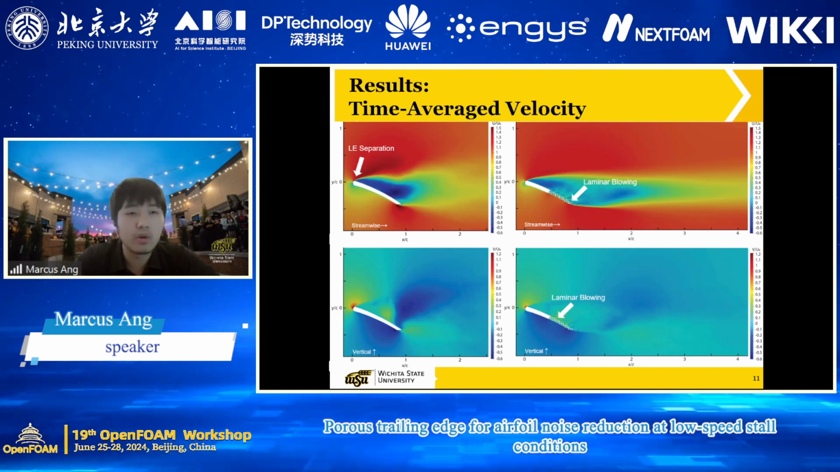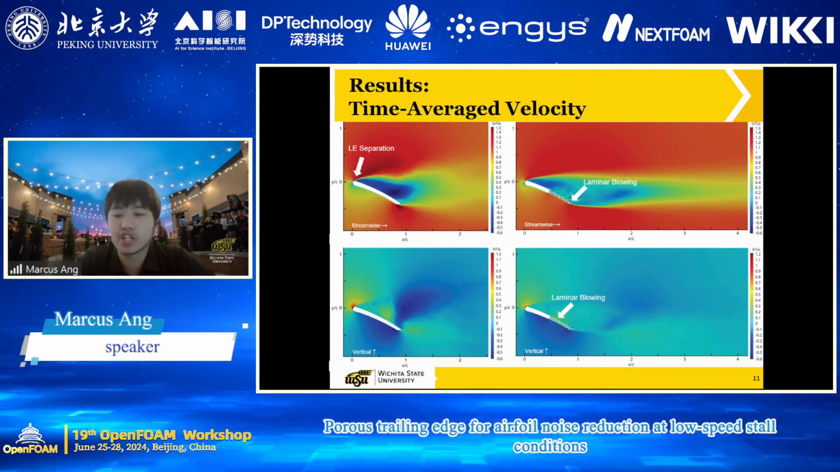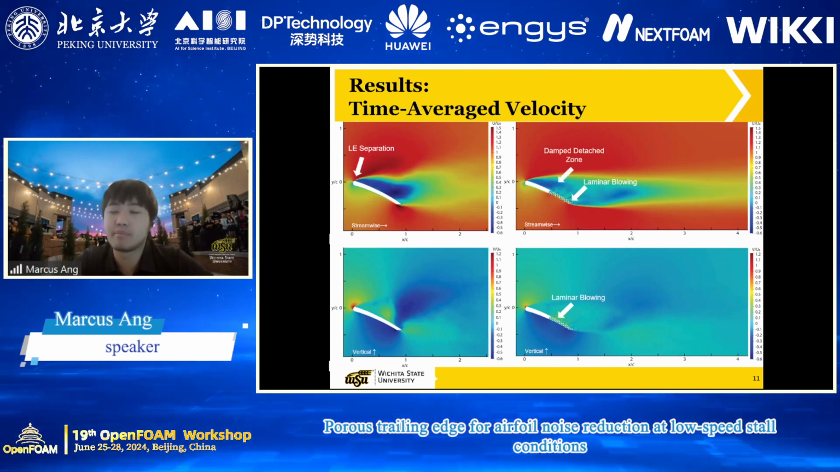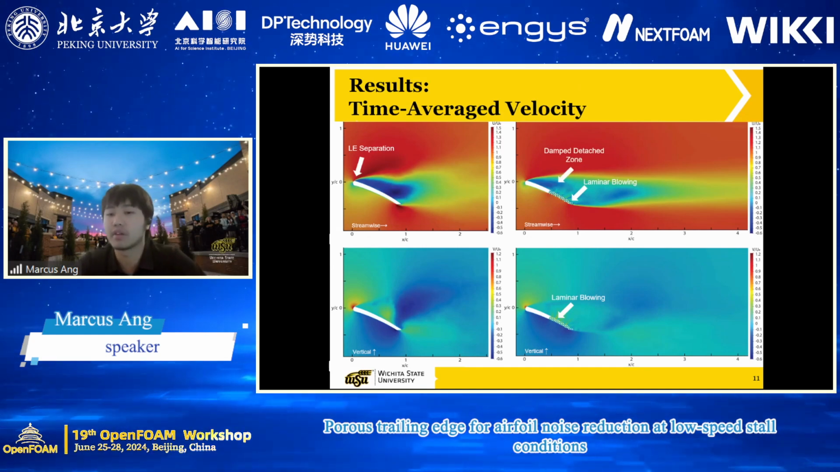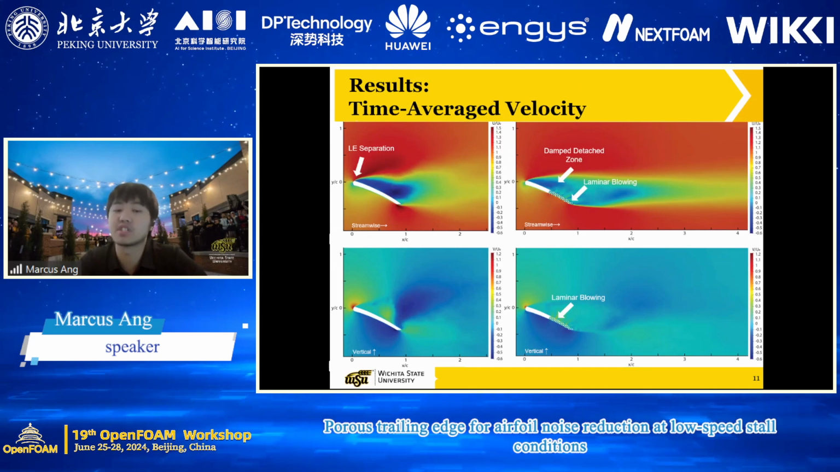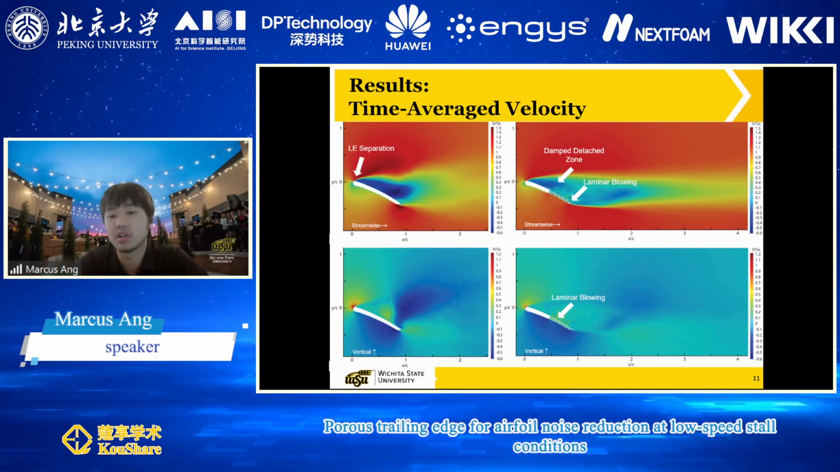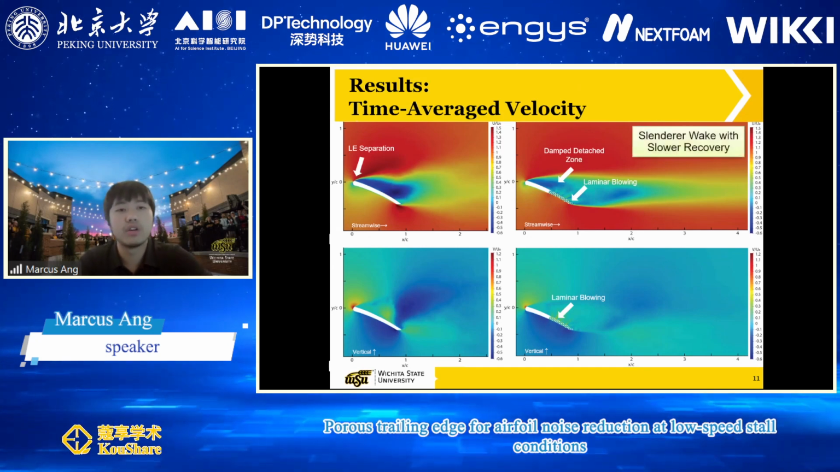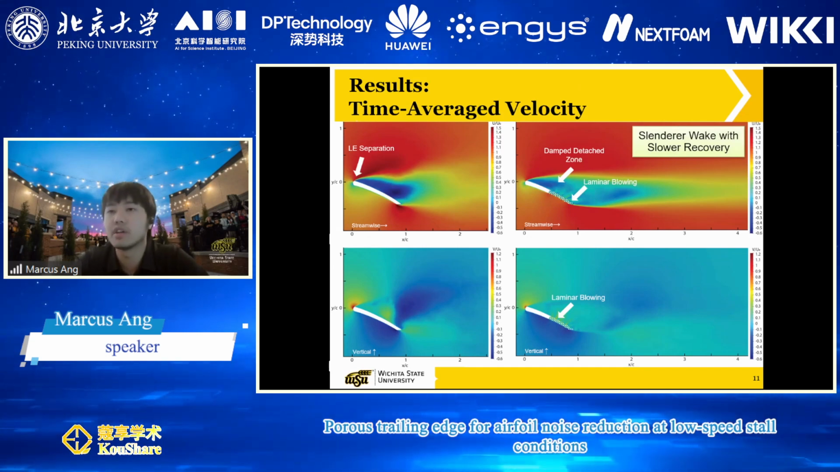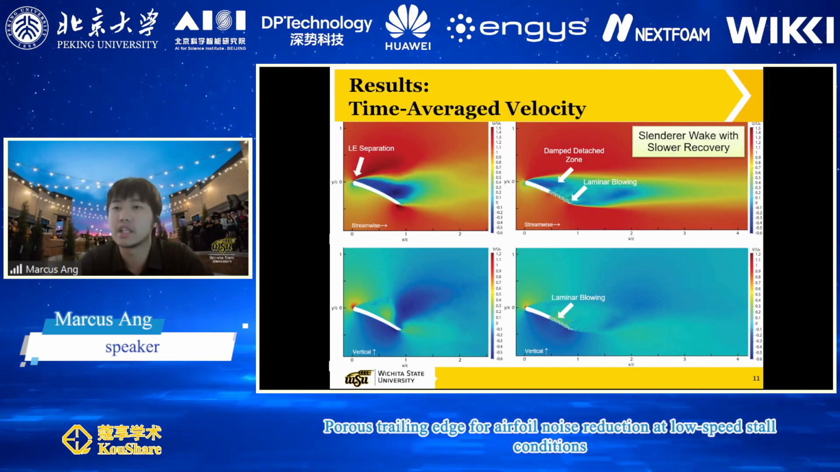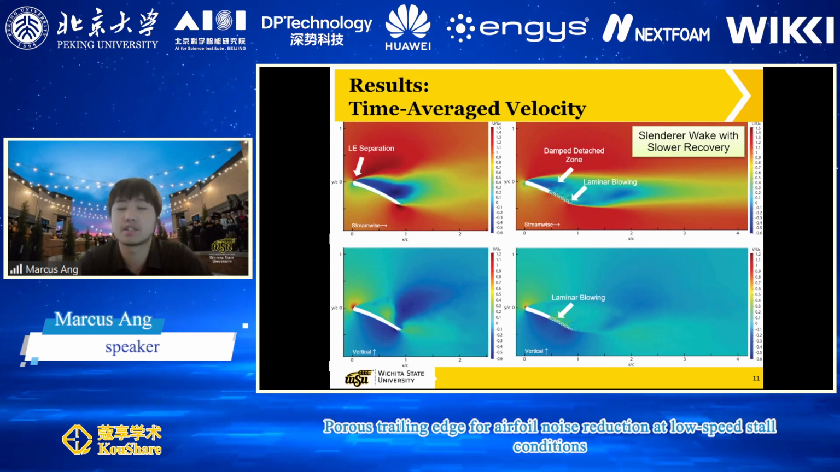And one thing to note is that because of this injection of momentum, we actually get a dampened detached layer. So this reduces the overall magnitudes compared to the solid case, and it reduces the strength of the recirculation zone. One thing you also note is that we get a much more slender wake with a slower recovery. And we'll look into this more when we look at the wake profile of this airfoil.